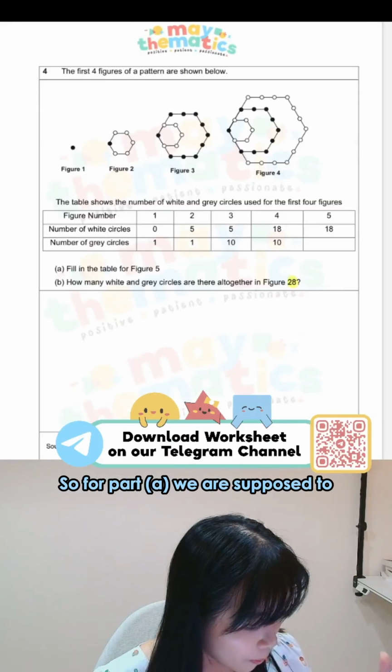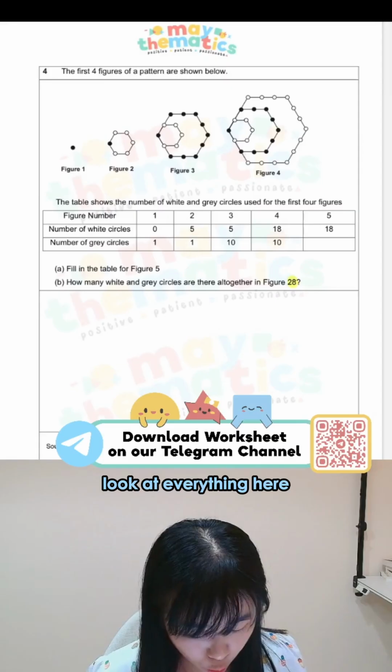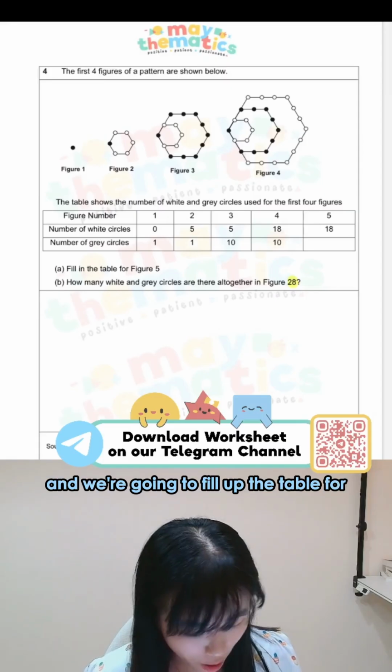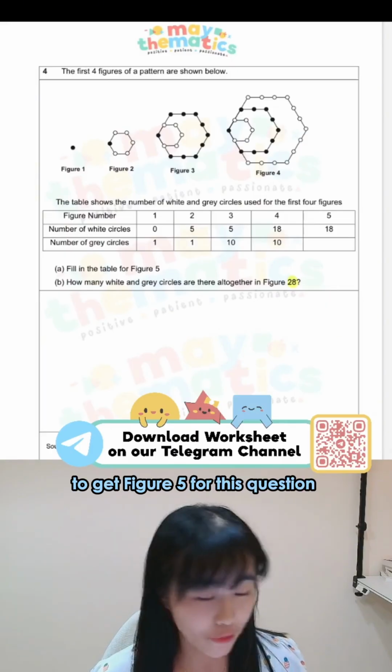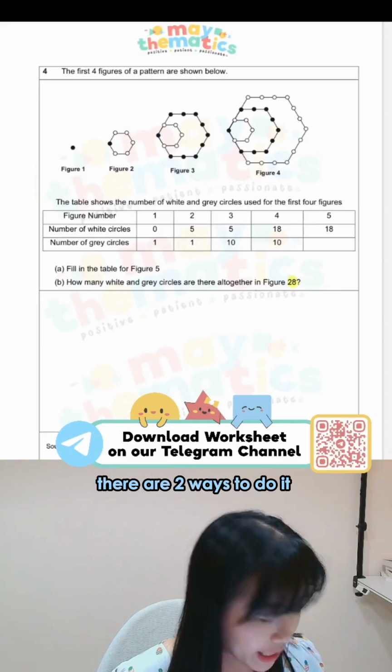Okay, so for part A, we are supposed to look at everything here, and we're going to fill up the table for figure 5. To get figure 5 for this question, there are 2 ways to do it.